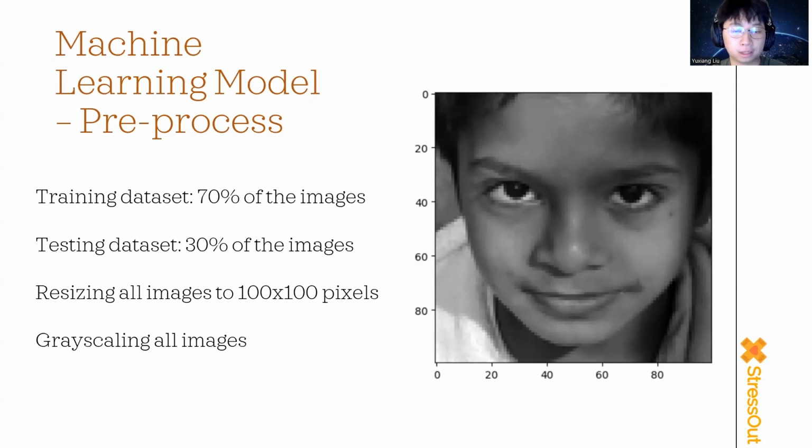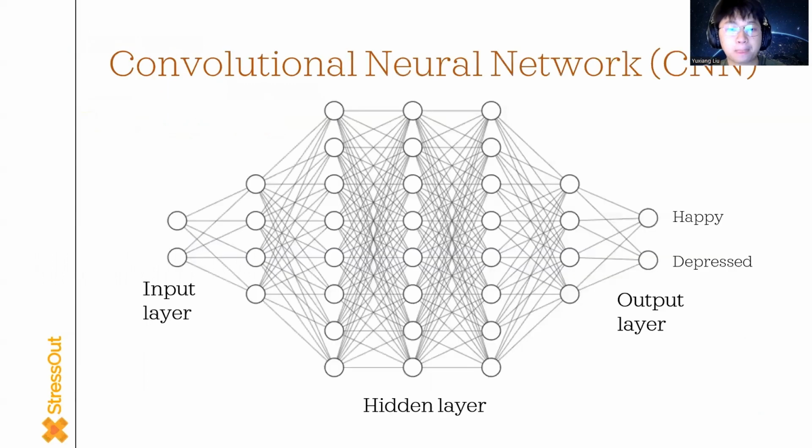After resizing and grayscaling the images, we were able to get rid of distractions in the images, so the data being fed to the model is clear, and it allowed the model to perform better. In addition, we built a convolutional neural network for training the machine learning model. It has an input layer, hidden layers, and an output layer. This neural network can capture the traits and learn from the images.